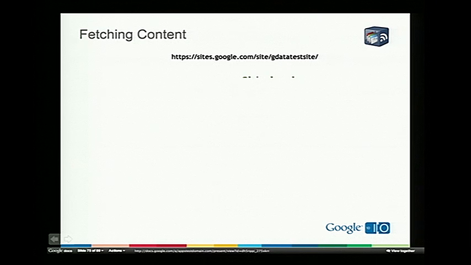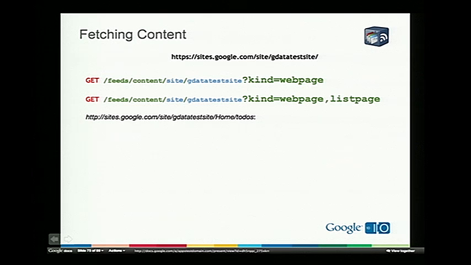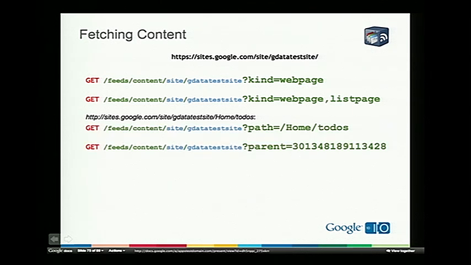Great. So once you create content, you're going to want to be able to fetch it. And the Sites API itself has a really robust structured query language. You can imagine using the kind parameter, getting at just web pages. If I want to get at web pages and list page entries, absolutely possible. If you know the URL of a site, you can use the path parameter to drill down into that actual entry itself. The parent parameter can be used for fetching children of a certain page. So if you have a list of files in a file cabinet, you can get at all those entries.